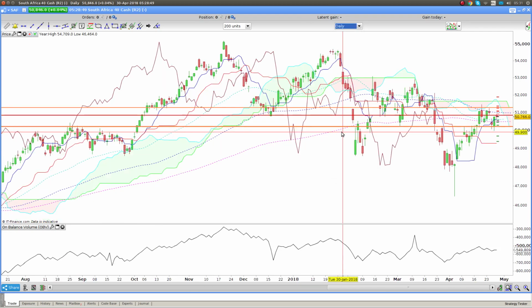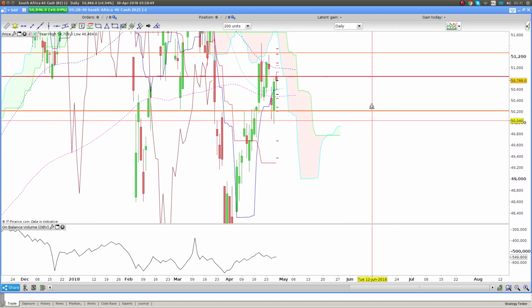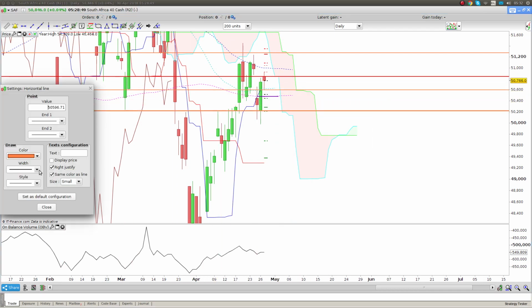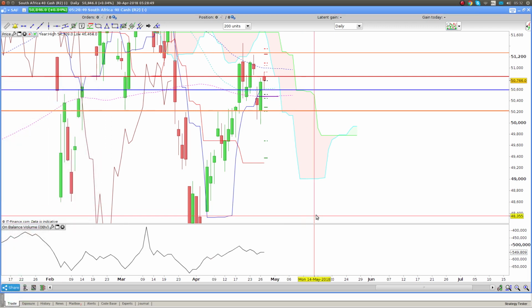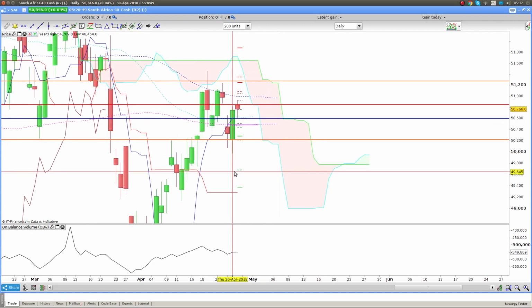Let's have a look at the daily quickly. So we have another level there, which is our 200-day moving average. You can see that purple line there is the 200-day moving average. You can see that the 50 also acted as support on Friday. And I think the other one that we need to take cognizance of is the Tenkansen on the daily. So let's just get that one in as blue.